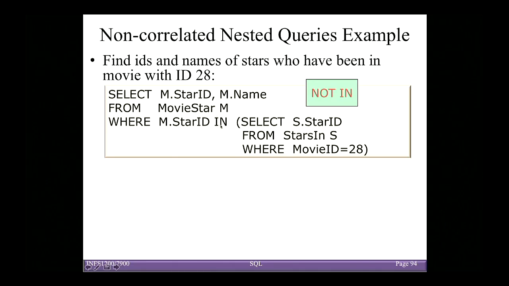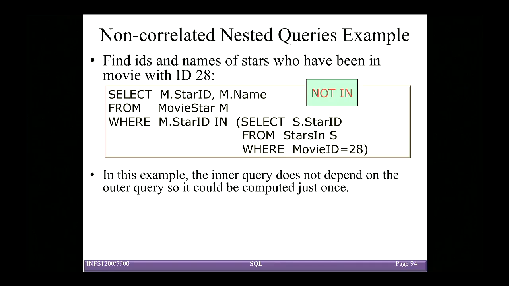Now I've got in here, and I can just as easily use not in here, and it will be finding IDs and names of stars who have not been in movie 28. So the not in version becomes much easier to write if you use nested queries versus what we had before. But essentially this is how this would operate.